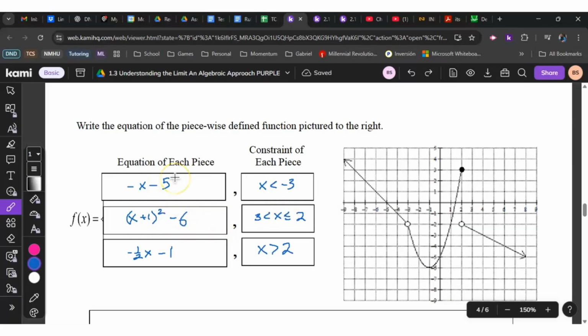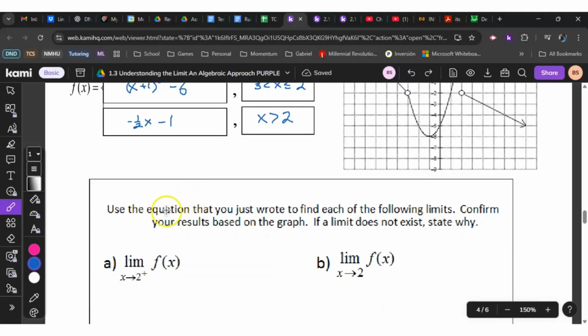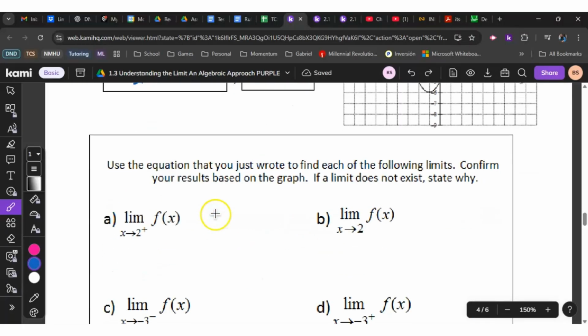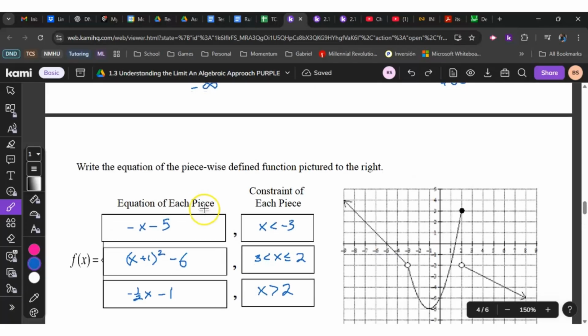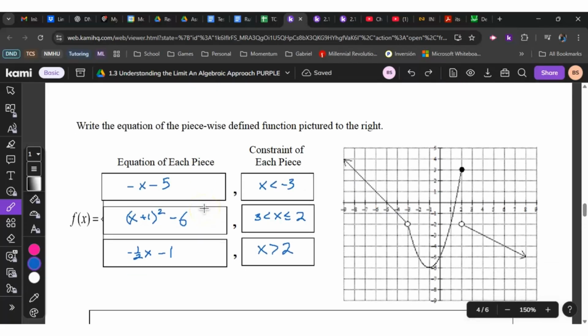to use these functions because the whole point is to be able to do this eventually without functions, right? So we're going to use the equation to find these limits rather than the graph. So the limit as x approaches 2 from the right. If I look up here, which one of these functions has a domain where x is to the right of 2? So bigger than 2. The last one.